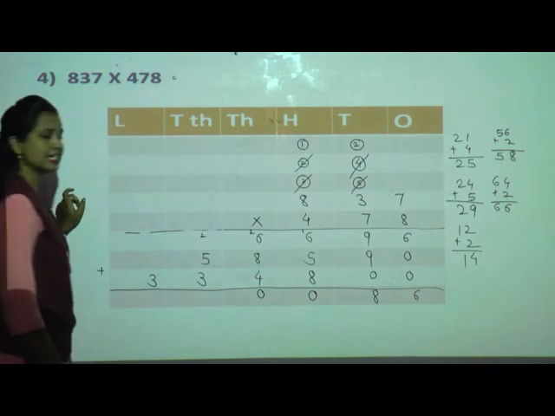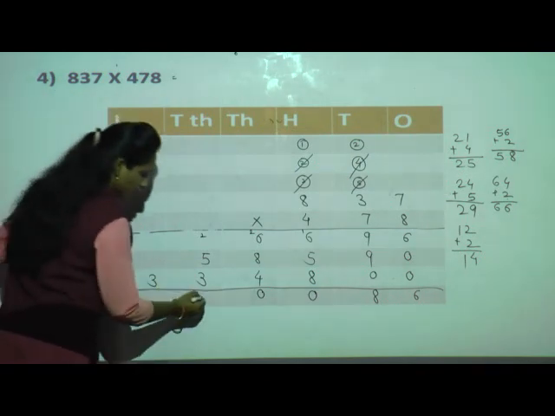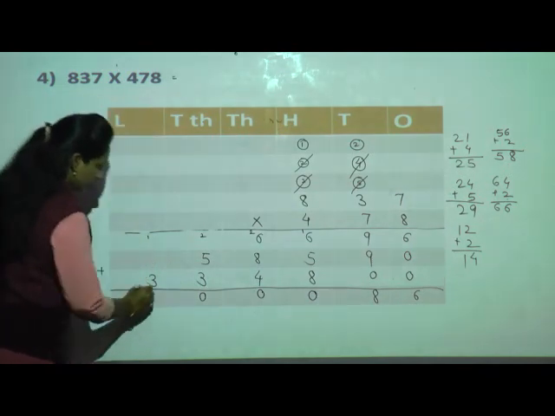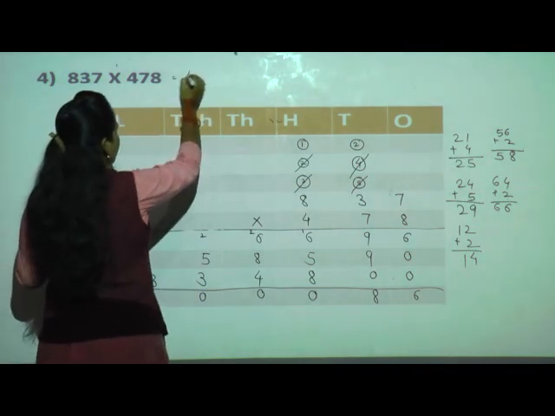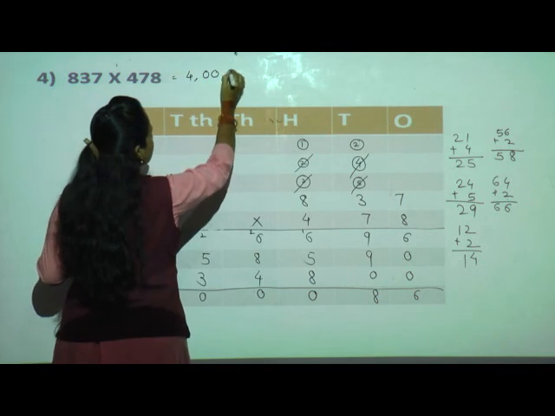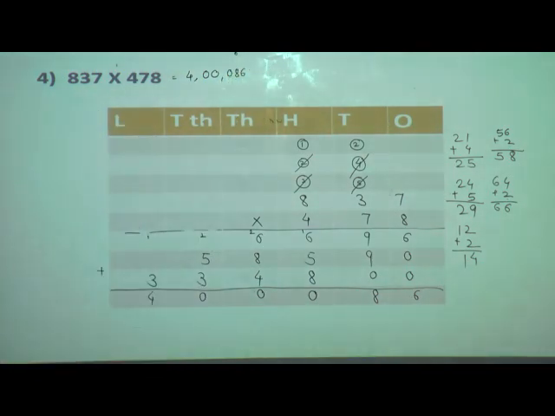2 plus 5 is 7. 7 plus 3 is 10. So place 0 here and 1 will carry. Now 1 plus 3 is 4. What is the answer here? 4,86,000. Understood? Clear till here?